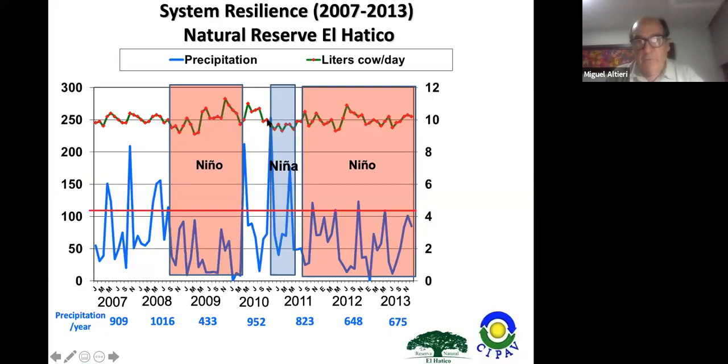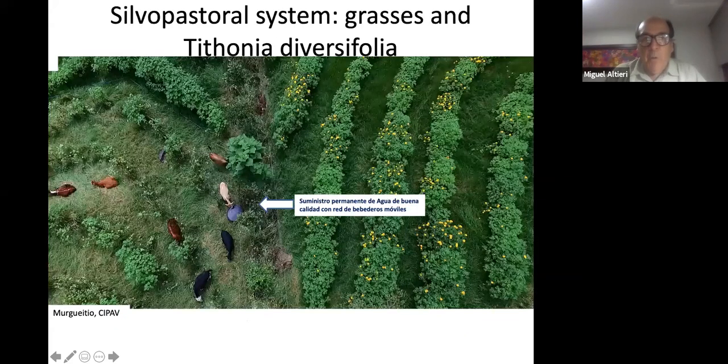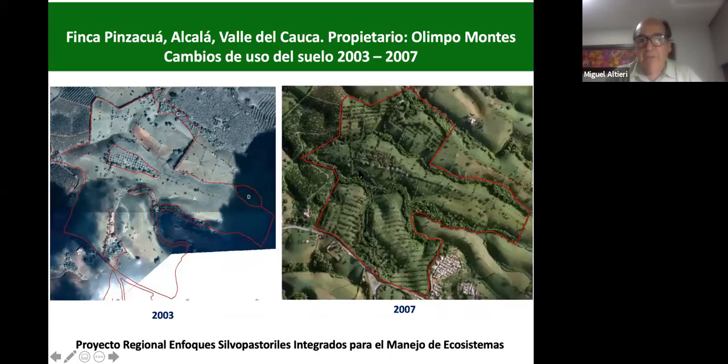So you can see here the production of milk stays around 10 liters per cow per day. And you can see here that this is the precipitation regime. And regardless of the precipitation variability, the yield of milk production stays the same. So it is interesting here in Colombia, there's a group called CIPAV, which promotes the silvopastoral systems. And there are many, many examples of farms that have done a huge transformation from 2003, for example, here to 2007. Just by adopting silvopastoral systems, you can see the change in the landscape.